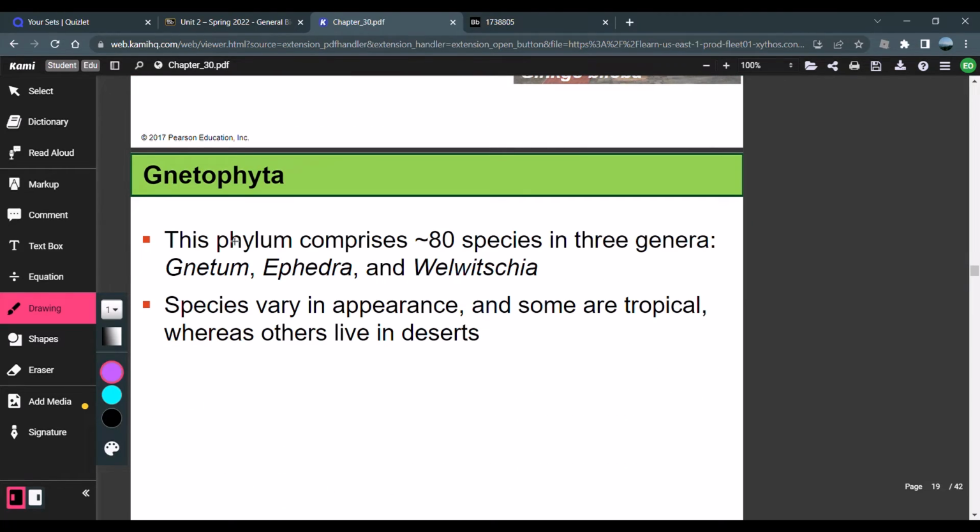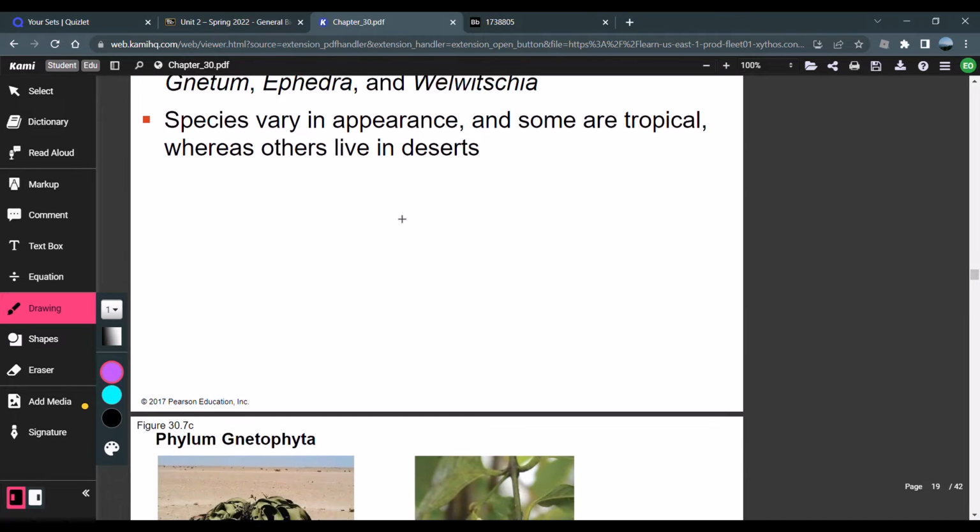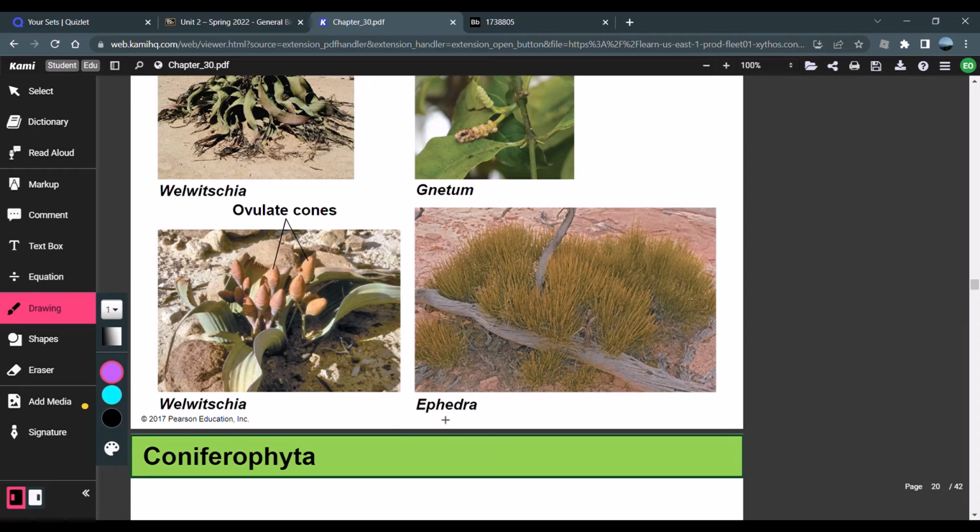Gnetophyta: this phylum comprises 80 species in 3 genera: Gnetum, Ephedra, and Welwitschia. I think I said that right. Species vary in appearance, and some are tropical, whereas others live in deserts. Ephedra is Mormon tea. If you go to Utah, or the desert, specifically the Great American Desert, you will find Mormon tea.